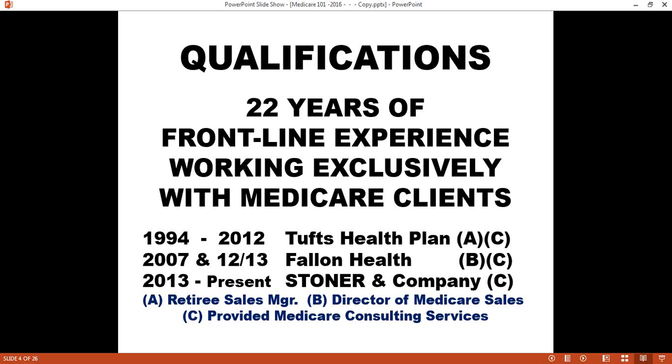The interesting thing about doing something in a retiree format is that your competitors are in the room. So, I would get up and I would talk about Tufts, but somebody from Harvard Pilgrim would get up and talk about Harvard Pilgrim. Someone from Fallon would get up and talk about Fallon, and so forth. So what that gave me was an overall picture of the Medicare market that I could never have gotten in an individual plan setting.